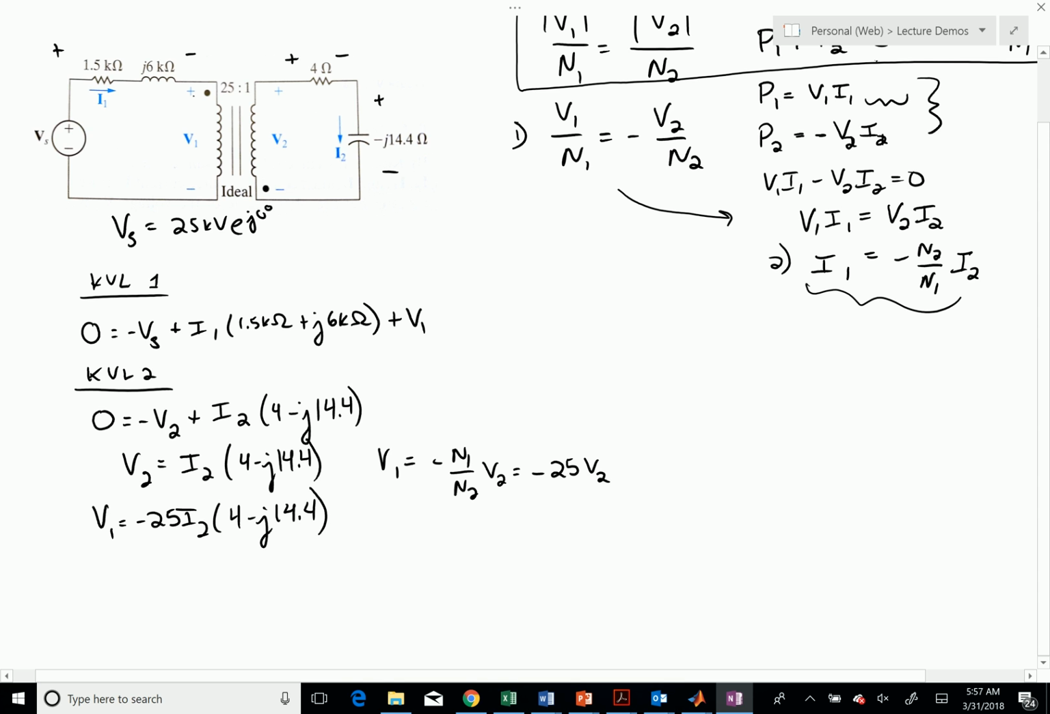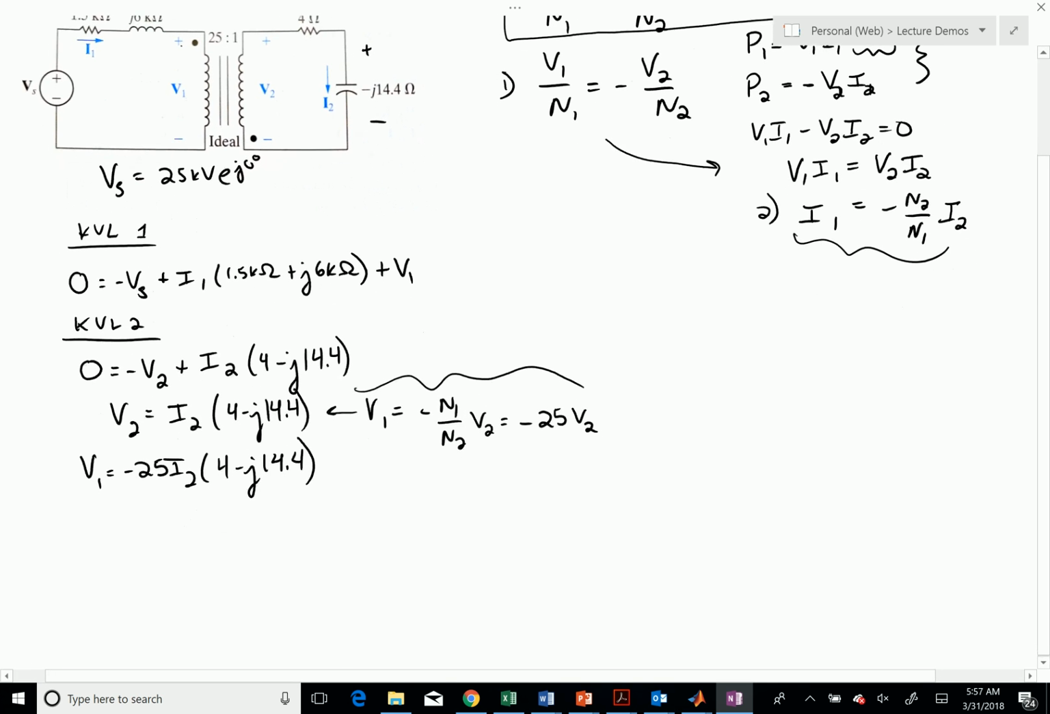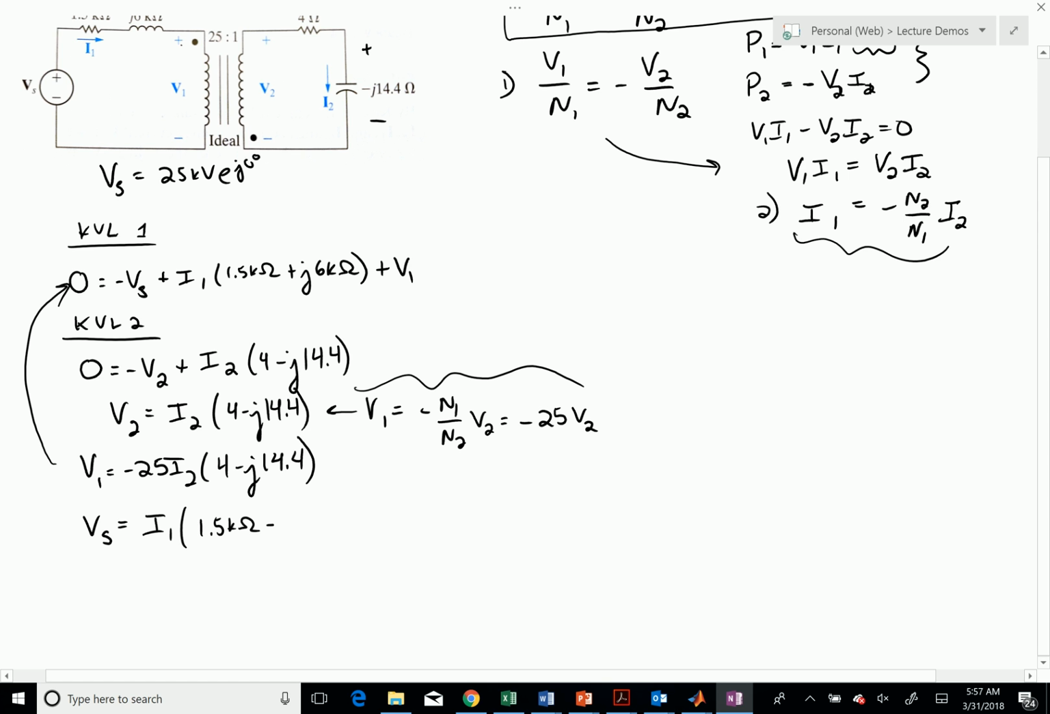So all I did here was I took this one and used it with that. Now I've got a negative sign. Previously I didn't. So this can be combined into there. So I can say that Vs has to be equal to I1 times 1.5 k ohms plus j times 6 k ohms minus 25 I2 times 4 minus j 14.4, like that.